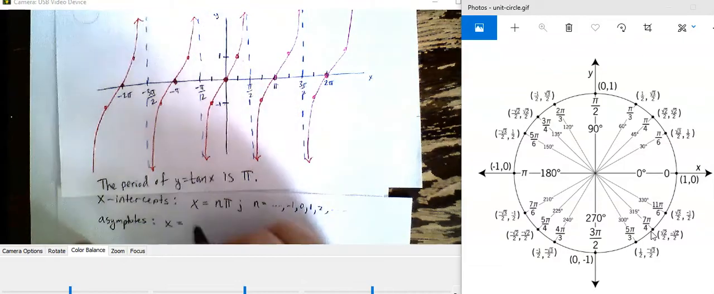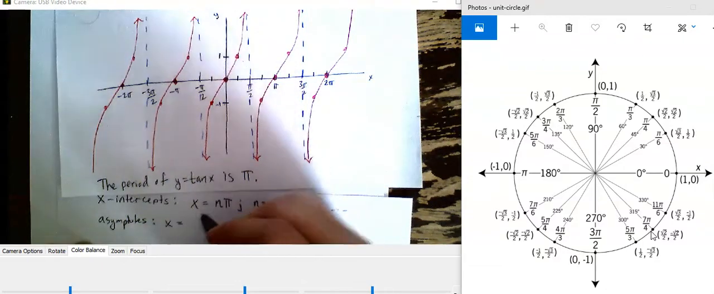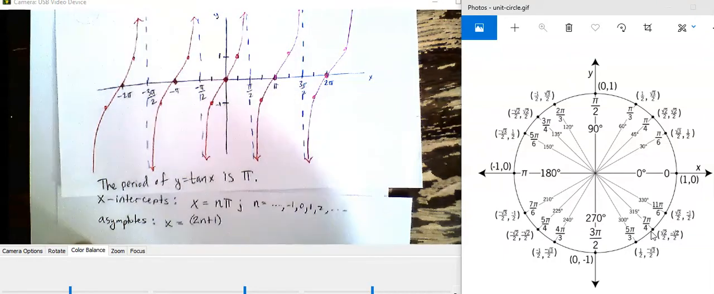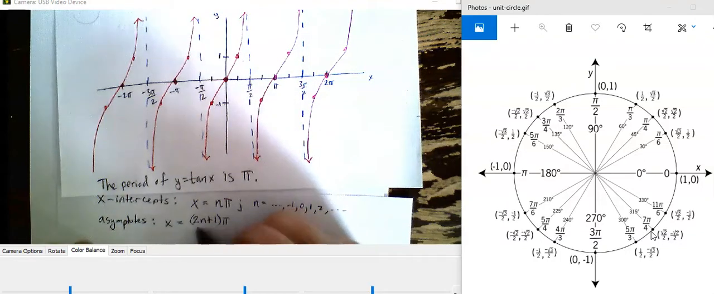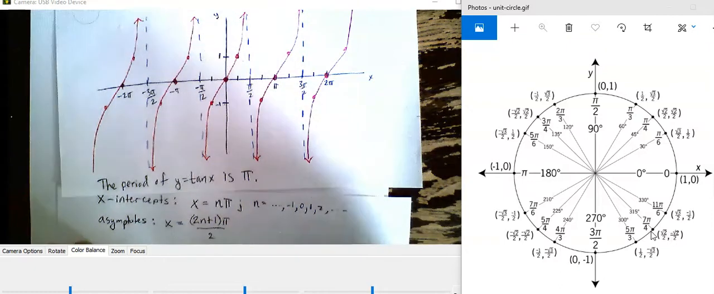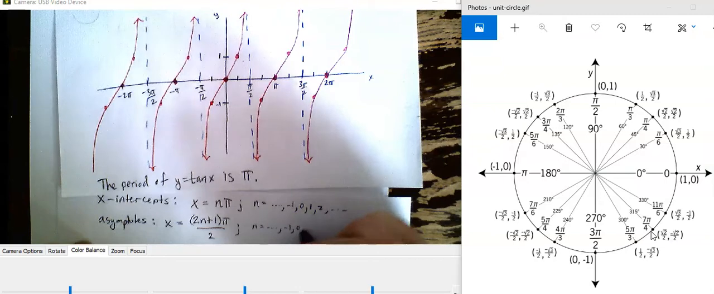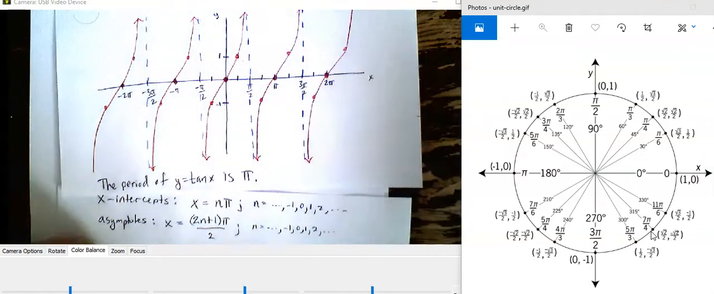So just like with our cosine, 2n plus 1, that's our odd number, times pi over 2. Again, n is going from negative 1, 0, 1, 2, okay.